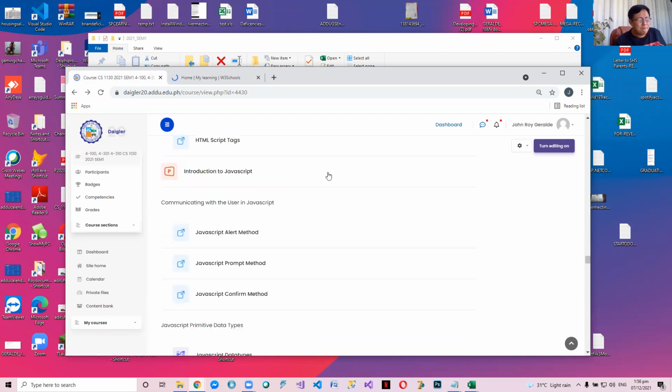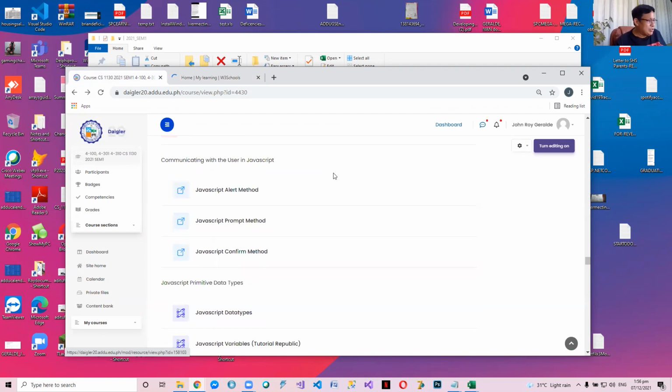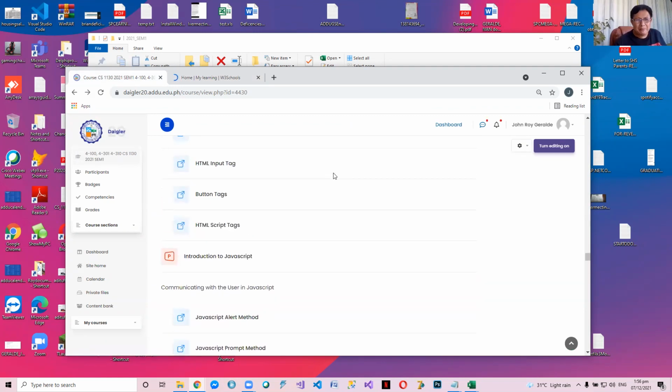We will have programming. The programming language which we will use is called JavaScript. Any questions? We will no longer use GitHub. You can just send your assignments, your web pages through Daygler, and at the same time launch it in W3 Spaces.